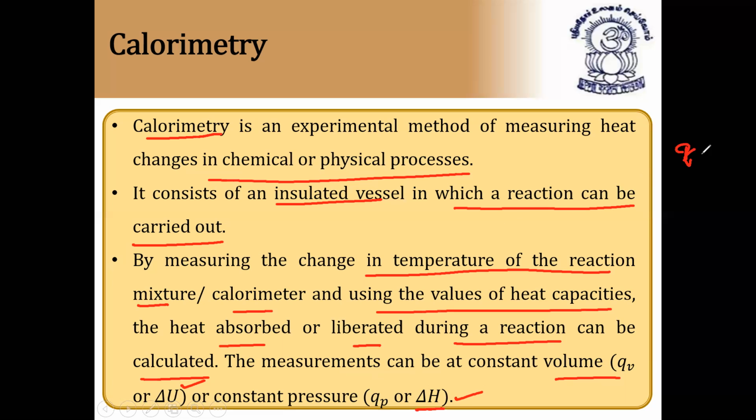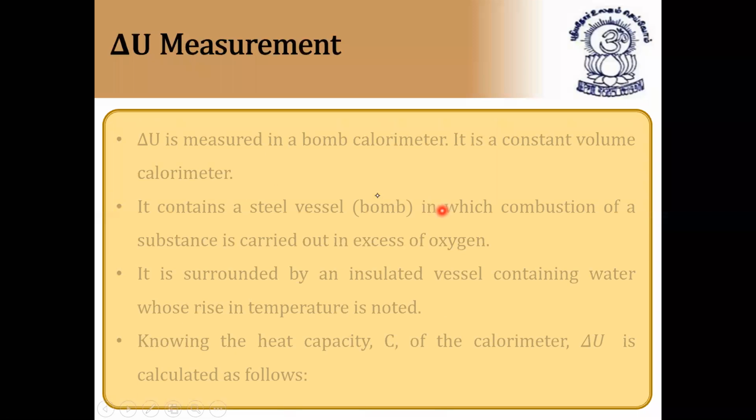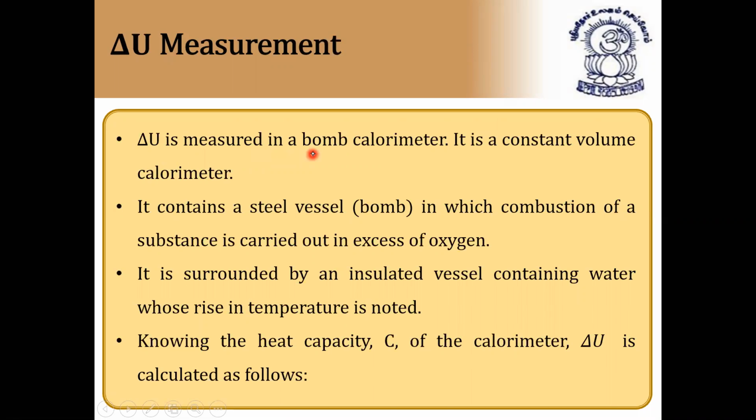QV is also called change in internal energy, and QP is also called delta H, that is change in enthalpy. When you take volume into consideration, it is internal energy only. When you take pressure into consideration, it is delta H. Very, very important, these two points. Let us see what is calorimeter now. Delta U is measured in a bomb calorimeter. What is delta U? Change in internal energy or change in enthalpy? Change in internal energy.